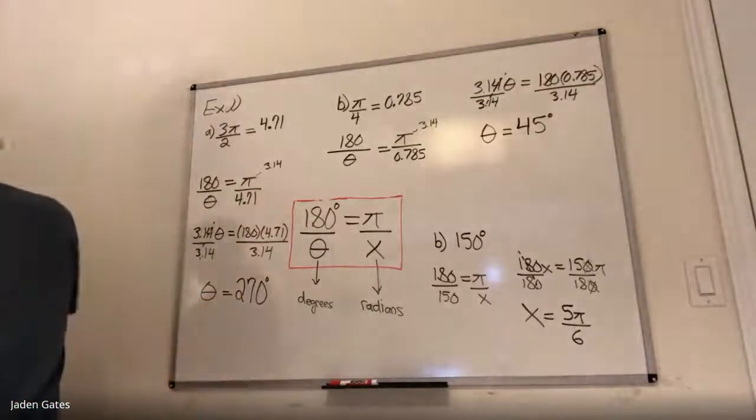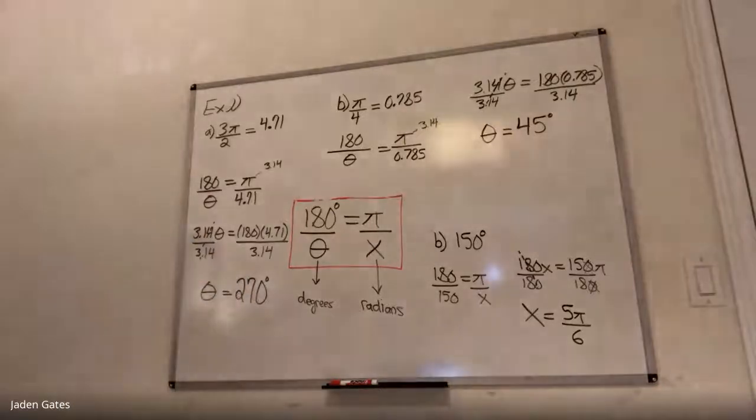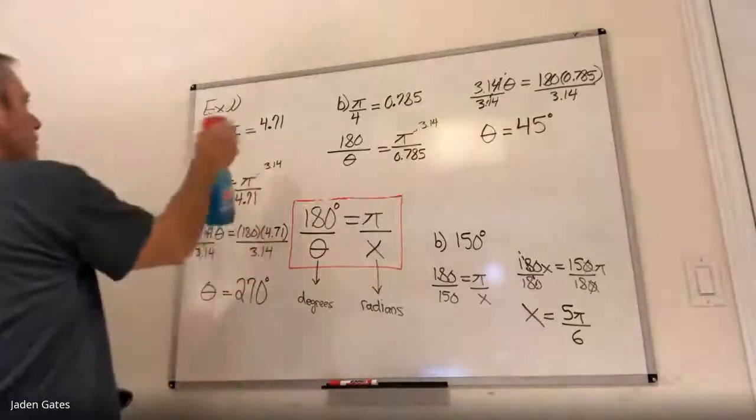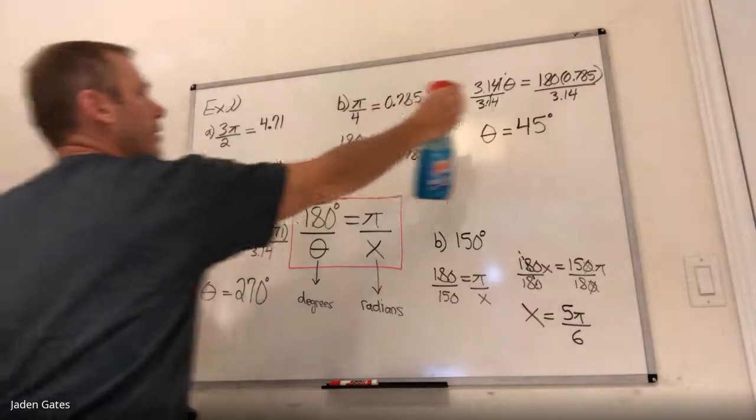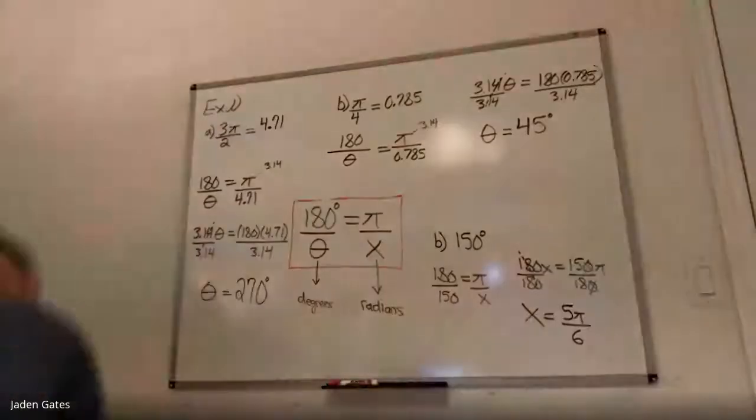All right. Now, what do we got next here? Arc length. Okay. So that's converting. Leave that formula there for now.